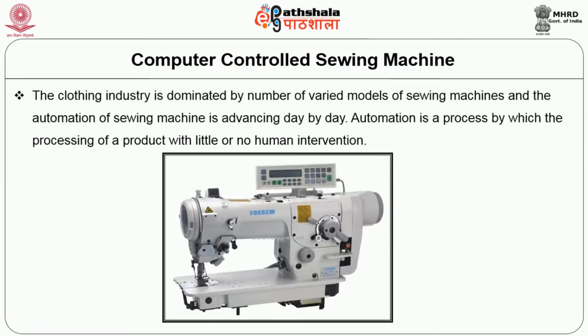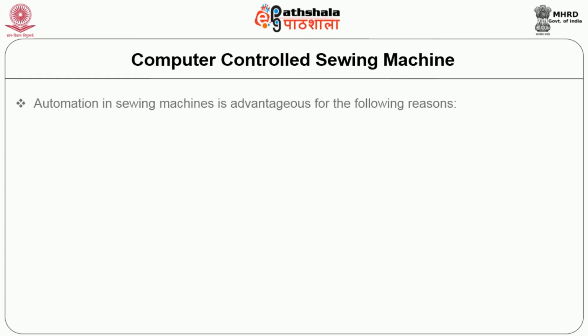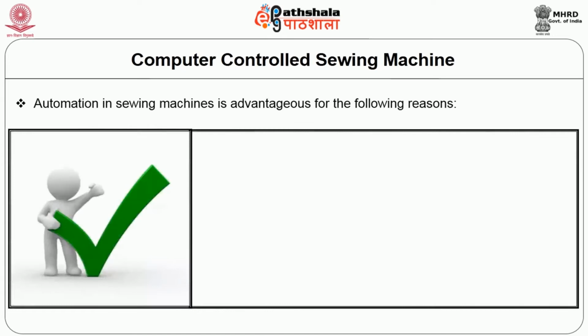Now we shall learn about the computer controlled sewing machine. The clothing industry is dominated by a number of varied models of sewing machines, and the automation of sewing machines is advancing day by day. Automation is a process by which a product is processed with little or no human intervention. Automation in sewing machines is advantageous for the following reasons.